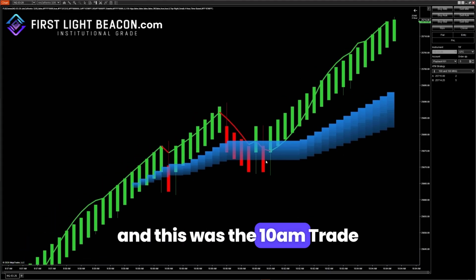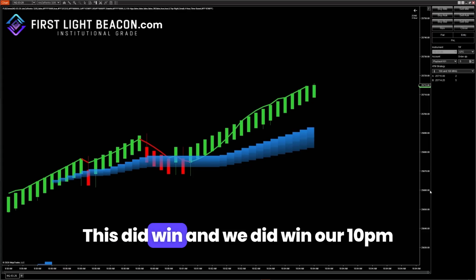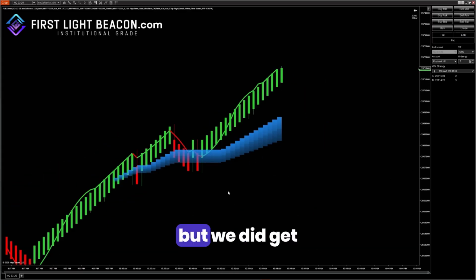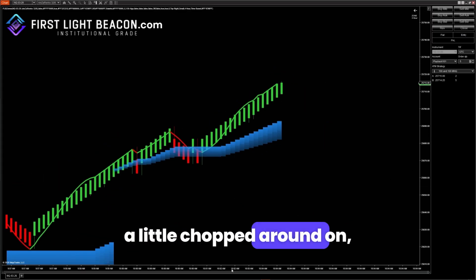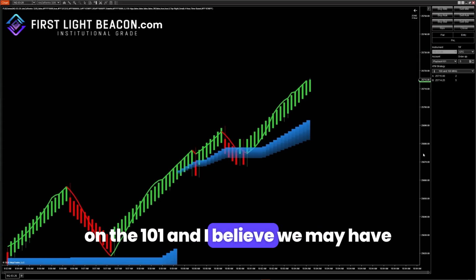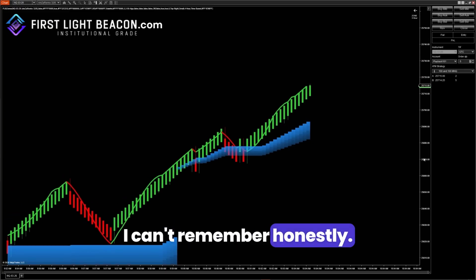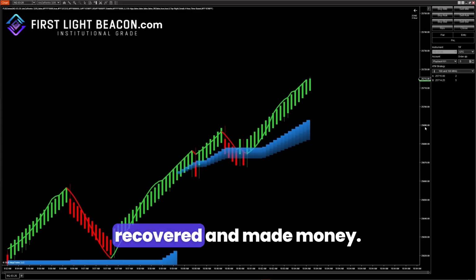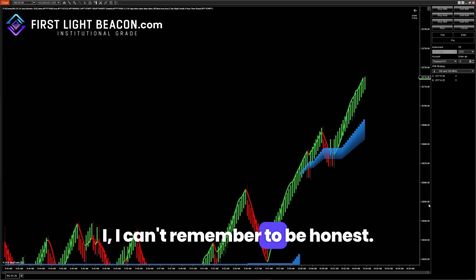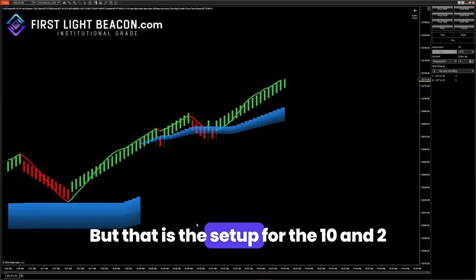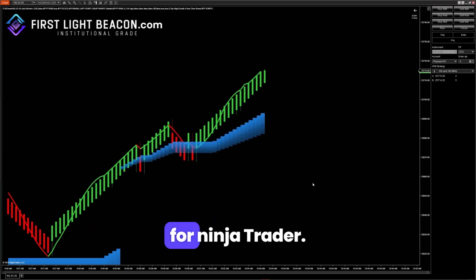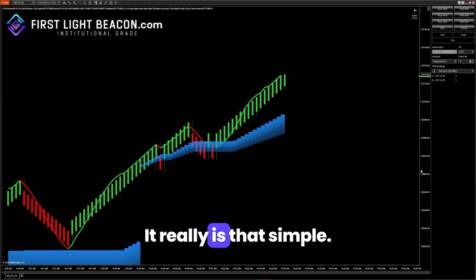And this was the 10 a.m. trade that we took on Friday. This did win, and we did win our 10 p.m. But we did get a little chopped around on the 10 one, and I believe we may have taken more than one trade. I can't remember, honestly. And then we got in again, recovered, and made money. I can't remember, to be honest. But that is the setup for the 10 and 2 for NinjaTrader. It really is that simple.